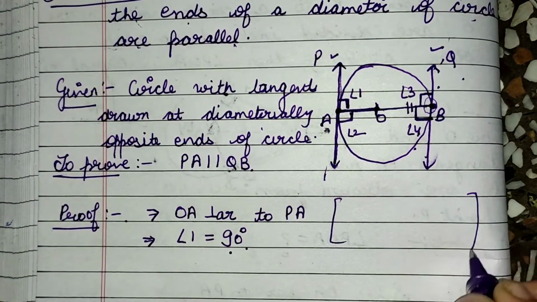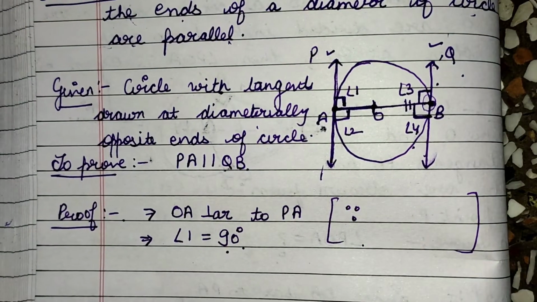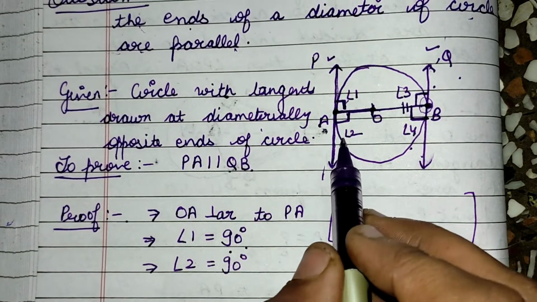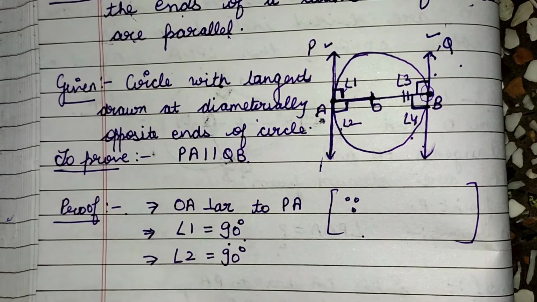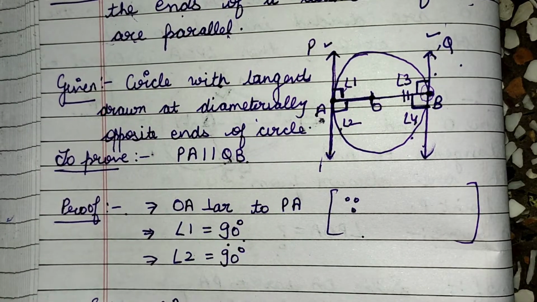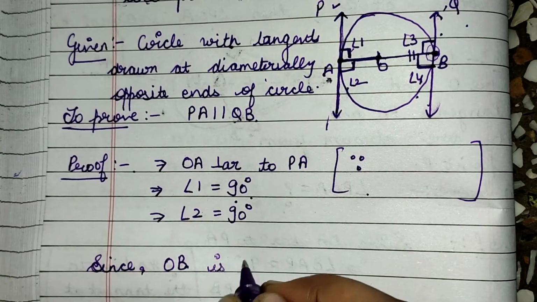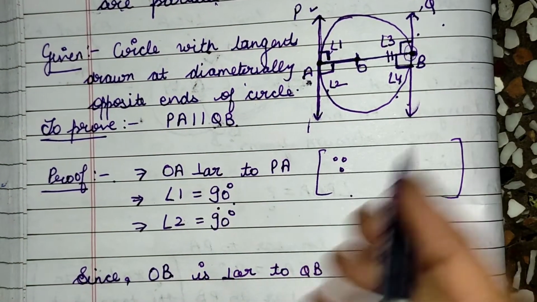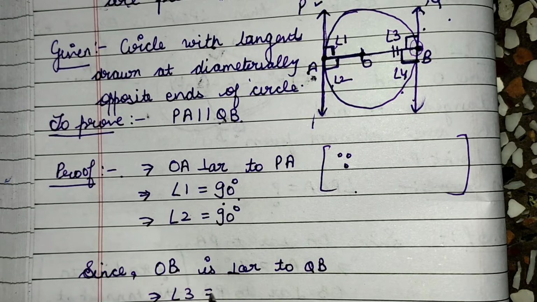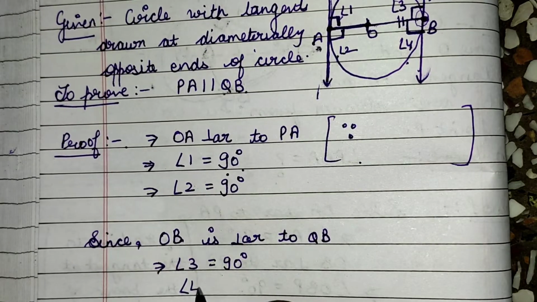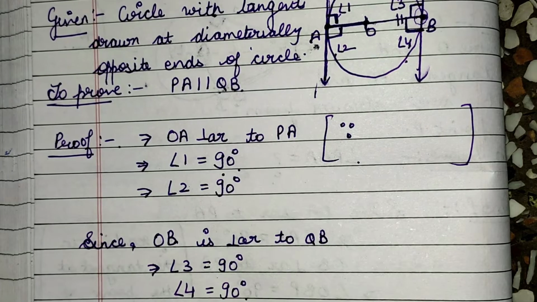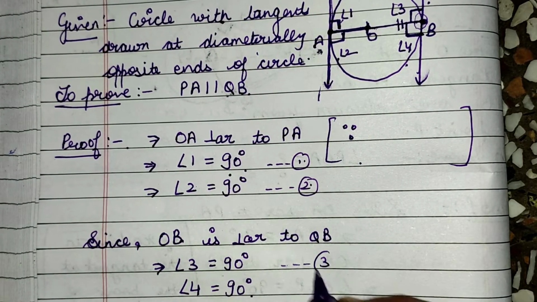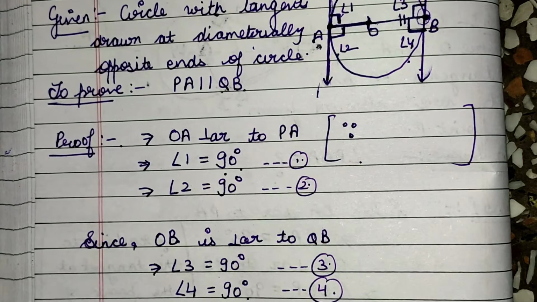You can write the same reason which we have written in the previous question. Similarly, angle 2 will be equal to 90 degrees. This is angle 1 and this is angle 2. Similarly, you can write that since OB is perpendicular to QB, angle 3 is equal to 90 degrees, and also angle 4 is equal to 90 degrees. Let's call these equation number 1, equation number 2, equation number 3 and equation number 4.